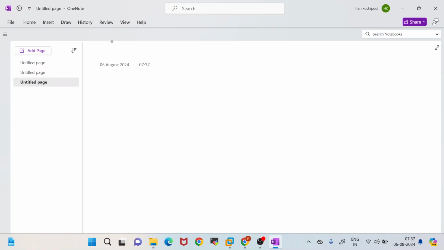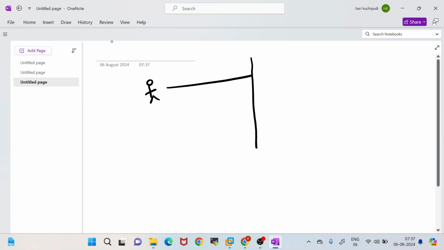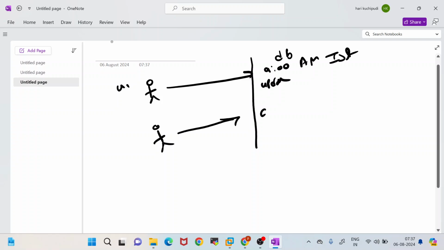Now see, let's say I have a user u1 who connected to the database and performed some update operations. This operation started at 9 a.m. IST, meaning our time 9 a.m. Then at 9:30, the update operation was completed and he gave a commit, at 9:30 a.m. IST.